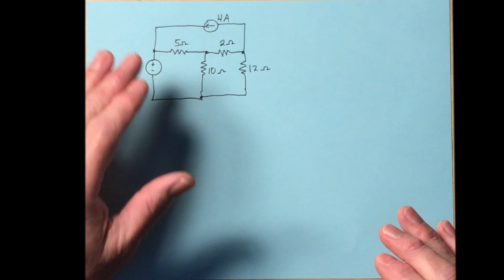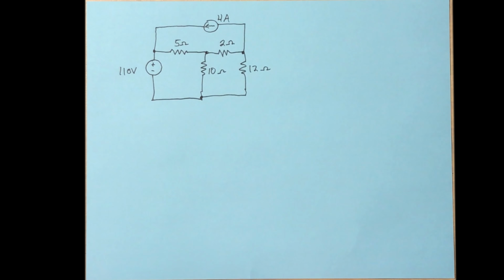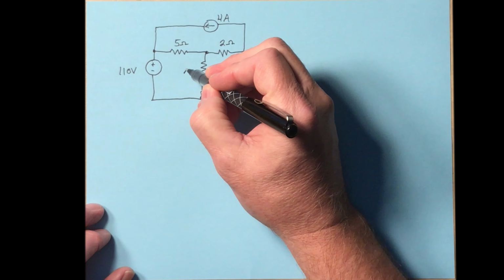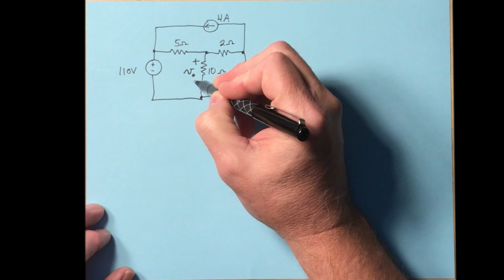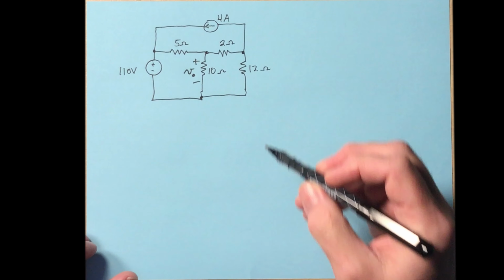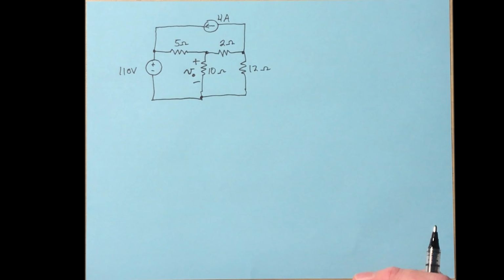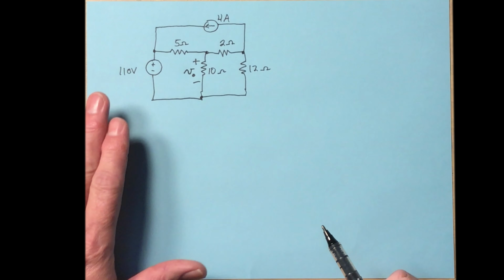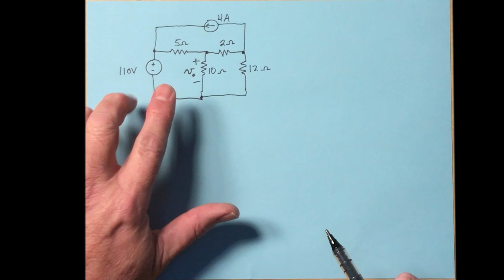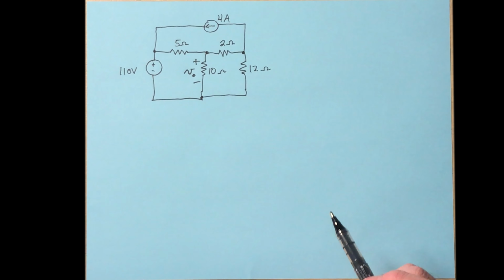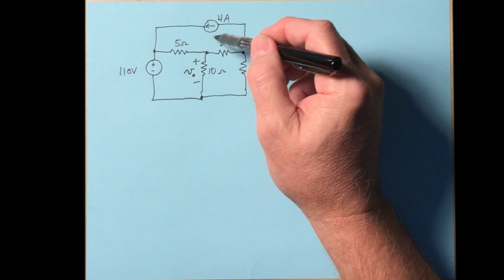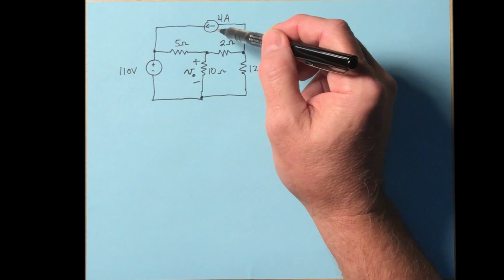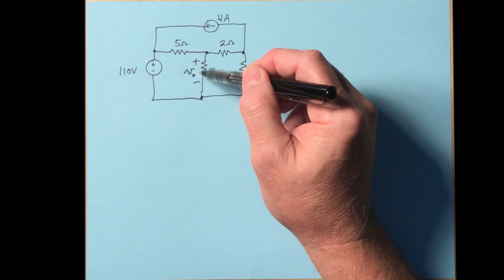Let me show you what I mean by that. Let's say we've got this circuit here. This circuit has two independent sources in it. If I wanted to know the output voltage across the 10 ohm resistor, I could obviously solve this circuit using some of the techniques we learned. But the principle of superposition says that if I disable the 110 volt source, then I can figure out what the voltage is due to only the 4 amp source.